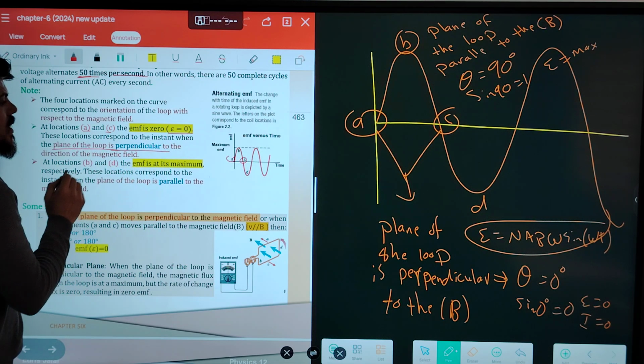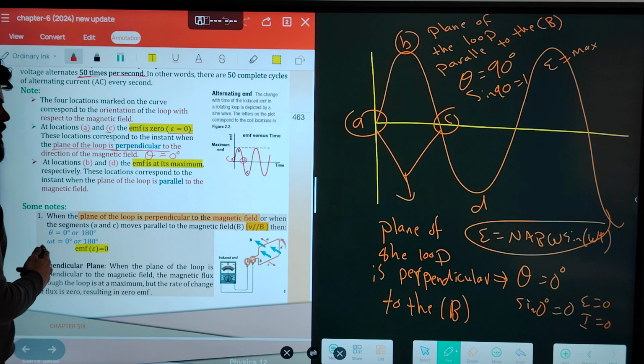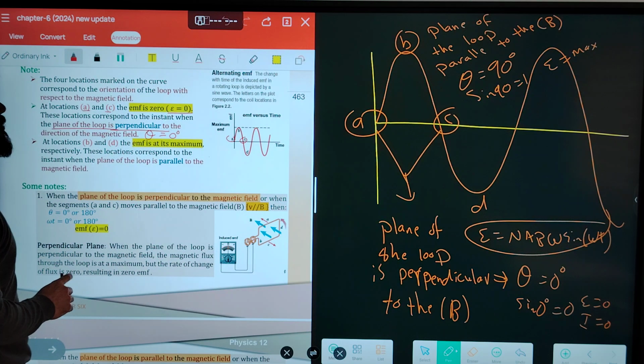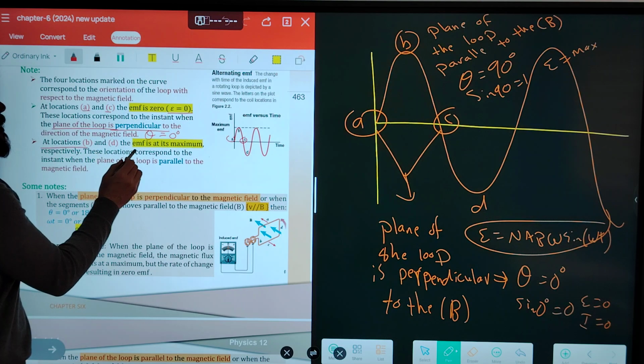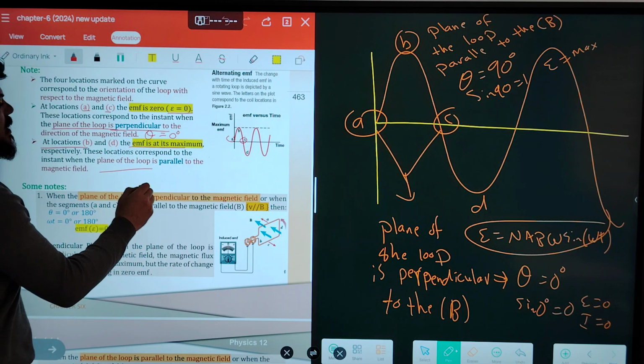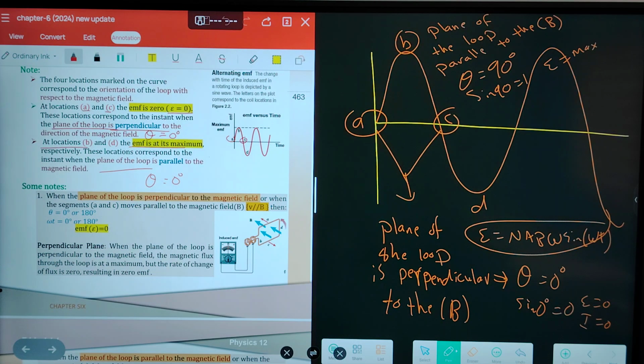At location A and C, current and EMF are 0. The plane of the loop is perpendicular, angle 0 to the magnetic field. The angle of the normal is 0. When we say the plane of the loop is perpendicular, the normal is parallel to the field. At location B, where the EMF is maximum, the plane of the loop is parallel, and the angle of the normal to the magnetic field is 90 degrees. Okay?